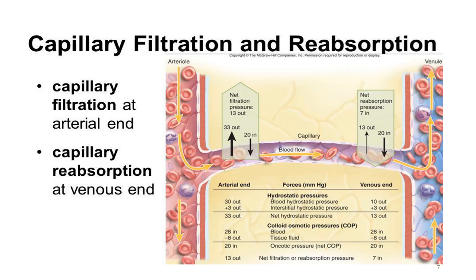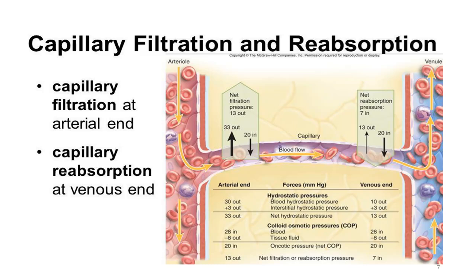Here you can see the arterial end on the left side, and the venous end on the right side. On the left side, at the arterial end, we have capillary filtration. What does it mean? Please see these digits at the bottom of the figure. In the capillary we have two pressures. One of them is hydrostatic pressure, and the other one is colloid osmotic pressure.